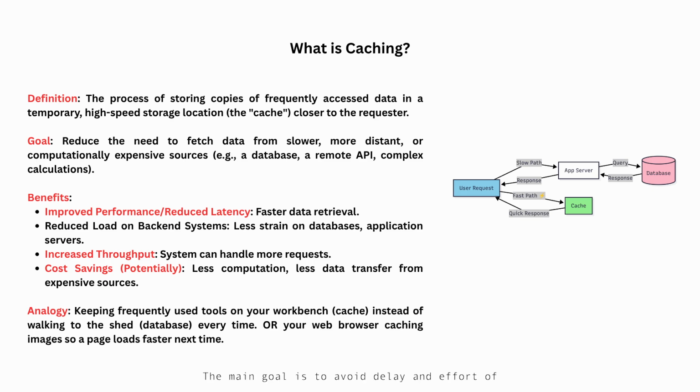The main goal is to avoid the delay and effort of fetching the data from its origin, often a slower source, every time. This original source could be a database, a remote API call, or even the result of a complex, time-consuming calculation. The benefits are huge.